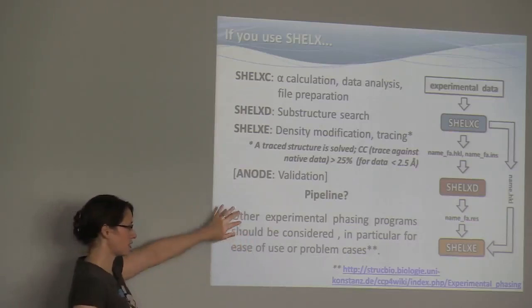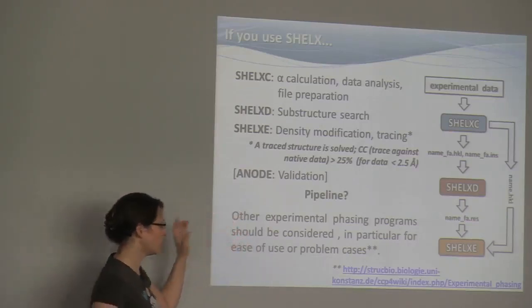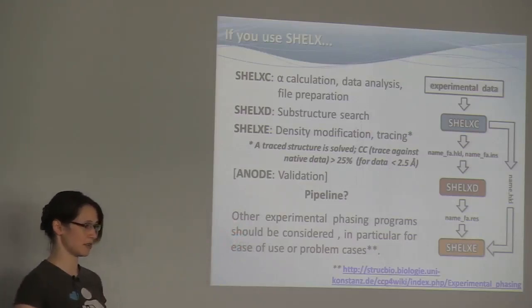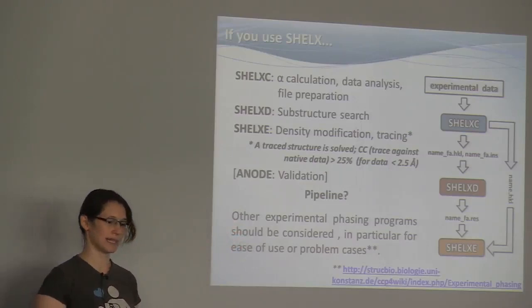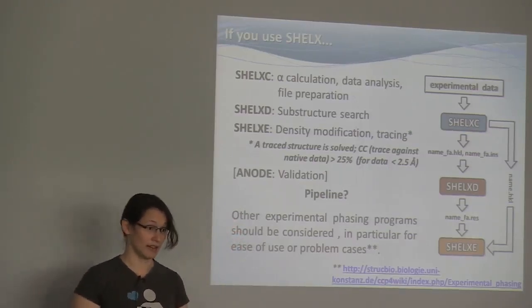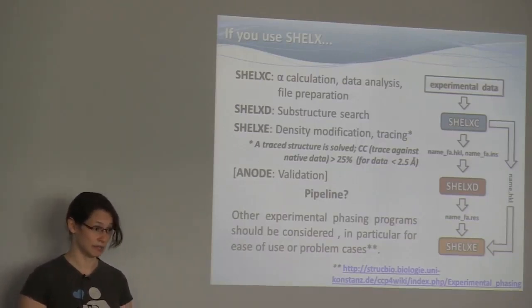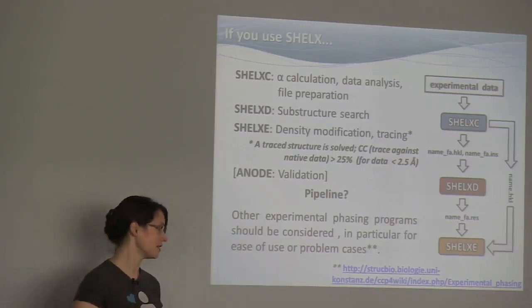If your substructure search or other things don't work, you should consider using different experimental phasing programs. ShellX is not a likelihood program. Programs like SHARP or Phaser EP for SAT are sometimes improving your substructure, making just the difference between a structure you can't phase and a structure you can phase. So ShellX is not the only software out there.